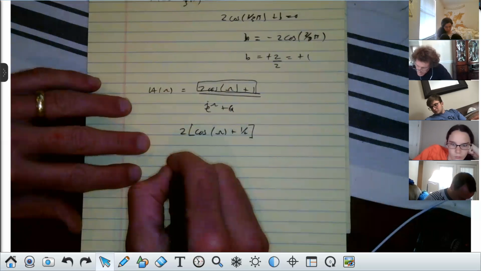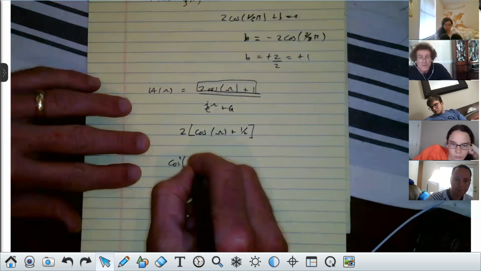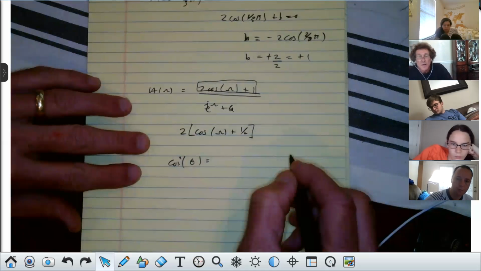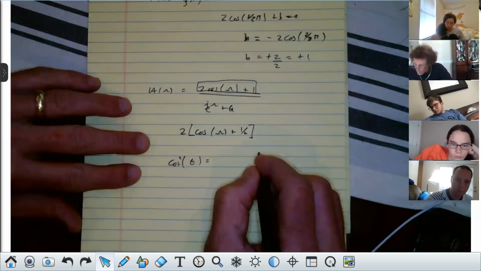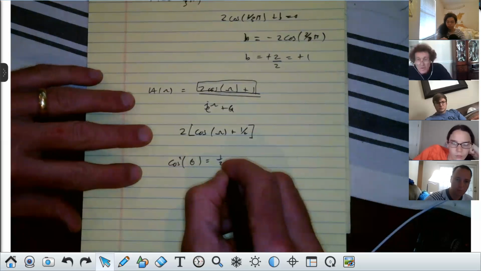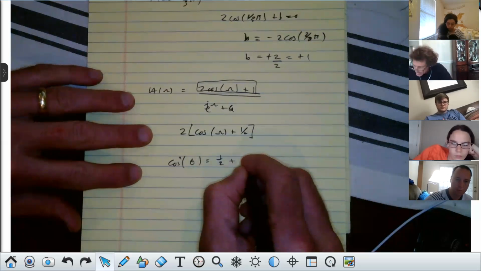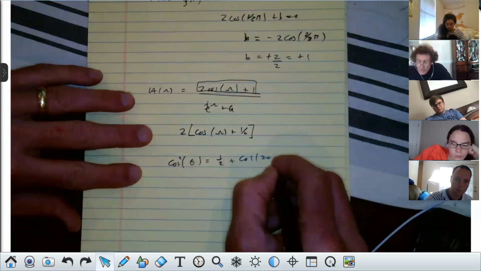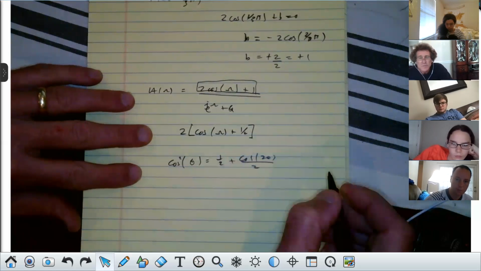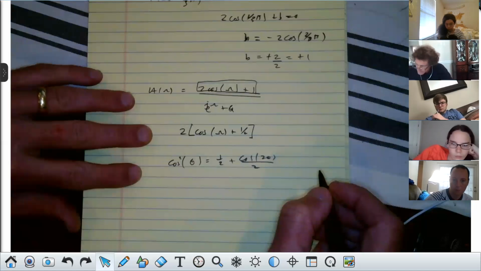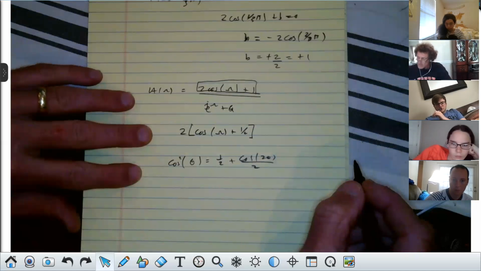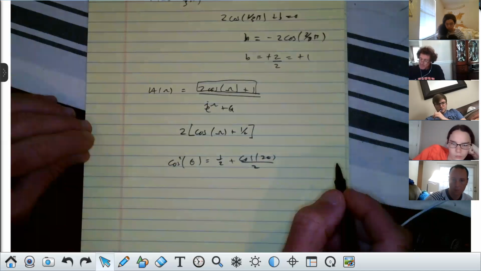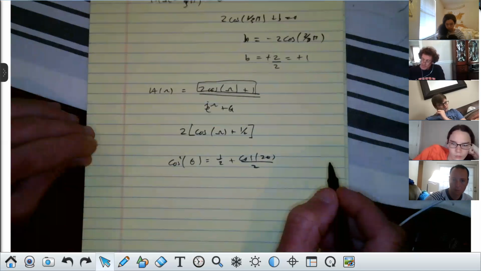So cosine squared theta is equal to 1/2 plus cosine 2 theta over 2. That's not going to do what I want. All right, we'll do it a different way.